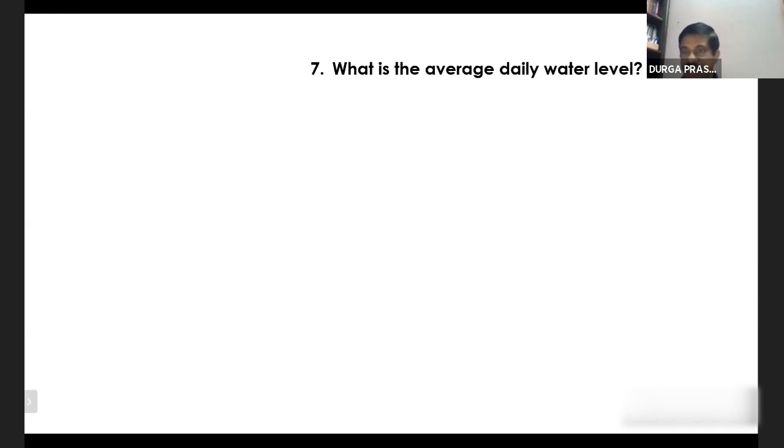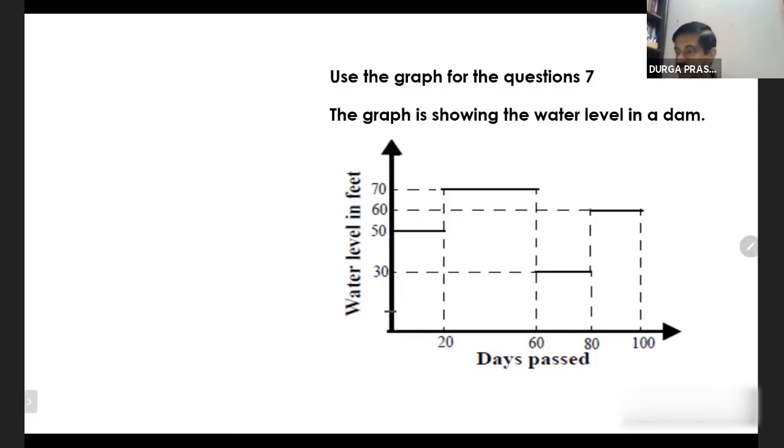See, for example, 0 to 20 means for 20 days it is at some X level, let's say 50 feet, or whatever it is as per the diagram. Let us see what it is. See, 0 to 20 days, it is at 30 feet. So weighted mean means what? 20 days, 20 into 30, like that. So 20 into 30 plus, not 30, sorry, 50, 20 into 50 plus 40 into 70 plus 20 into 30 plus 20 into 60 divided by 100 because number of days are 100. That becomes the weighted mean.